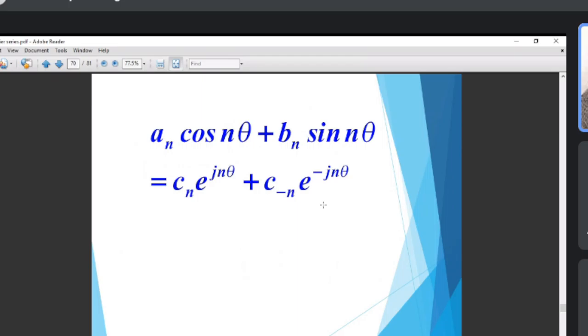See, a plus jb, what is its complex conjugate? A minus jb. And a minus jb's complex conjugate will be a plus jb. It's enough if you understand that it is represented like this. So same expressions, same waveform, you will be calculating these things. So it's enough if you know this much. You don't need to know more than this.